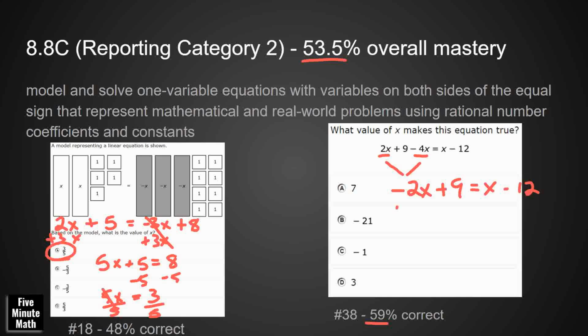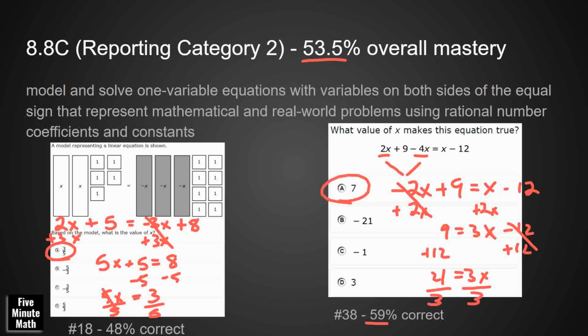Once again, I want to add up so that I get a positive x. So I'm just going to add 2x to both sides here. I'm going to get 9 equals 3x minus 12. And now we're going to add 12 to both sides. And I'm going to get 3x equals 21. And look at that. Our answer is an integer. It's just going to be 7. And we did fairly well on that one.